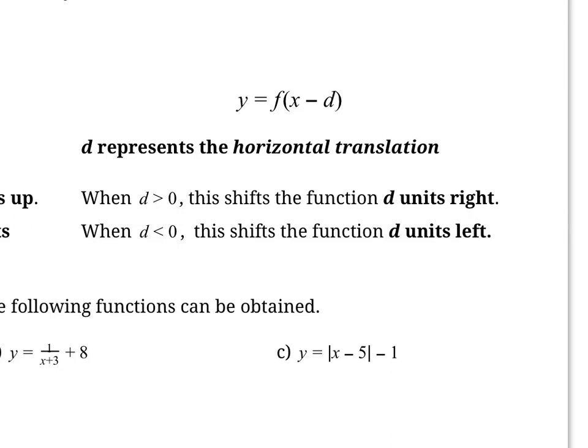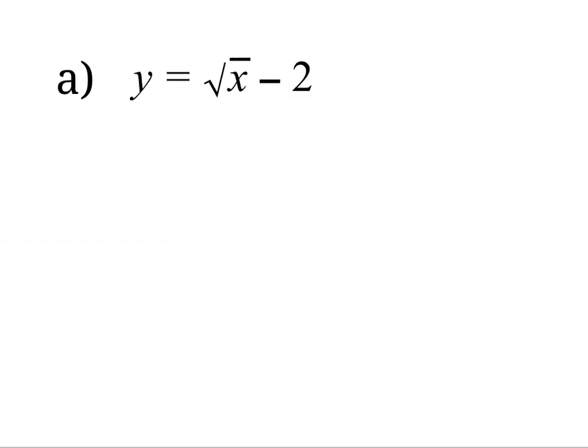So just as a quick reminder, how we tell the difference between C and D. Remember, this is our vertical and this is our horizontal. If the value is inside where the x is, so directly touching the x, that means that it was added or subtracted to the x coordinate. And if it's outside of the function, it means it was added or subtracted to the y coordinate. So let's take a look at example number 1 and test your understanding.